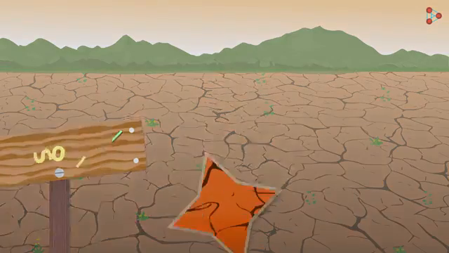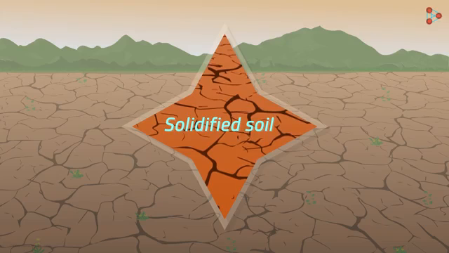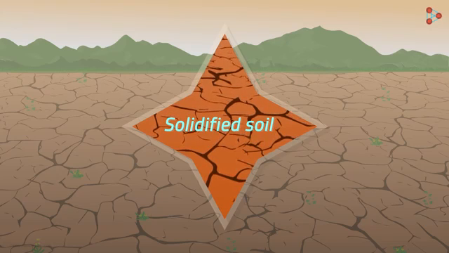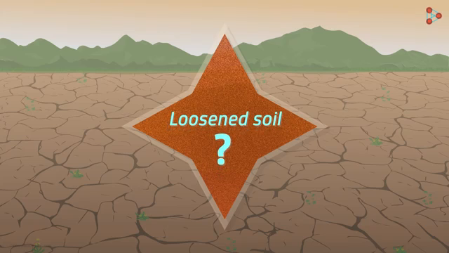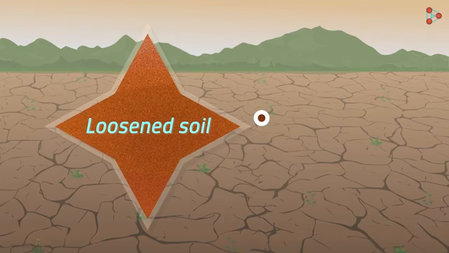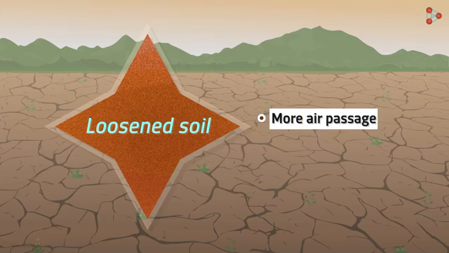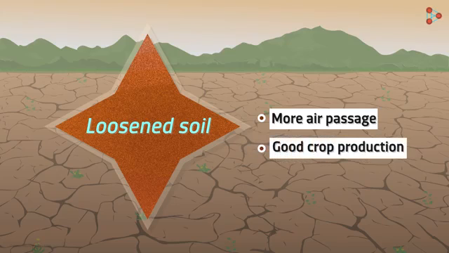Yes, soil is usually found solidified into hard chunks of soil mass. This soil needs to be softened and loosened. Why does soil need to be loosened up before cultivation? The answer is simple. Loose soil will allow more air to pass to the roots of the plants. This will in turn aid the growth of the plant, leading to good crop production.